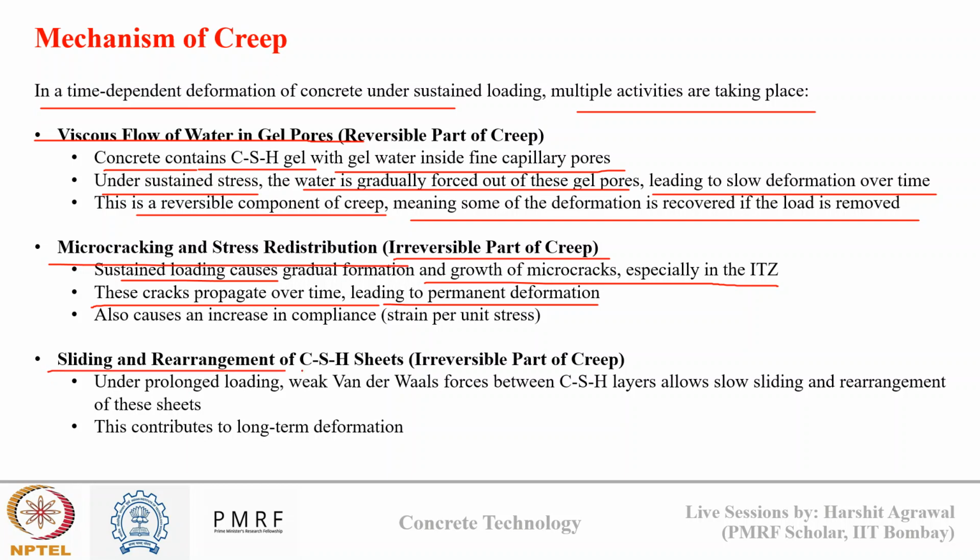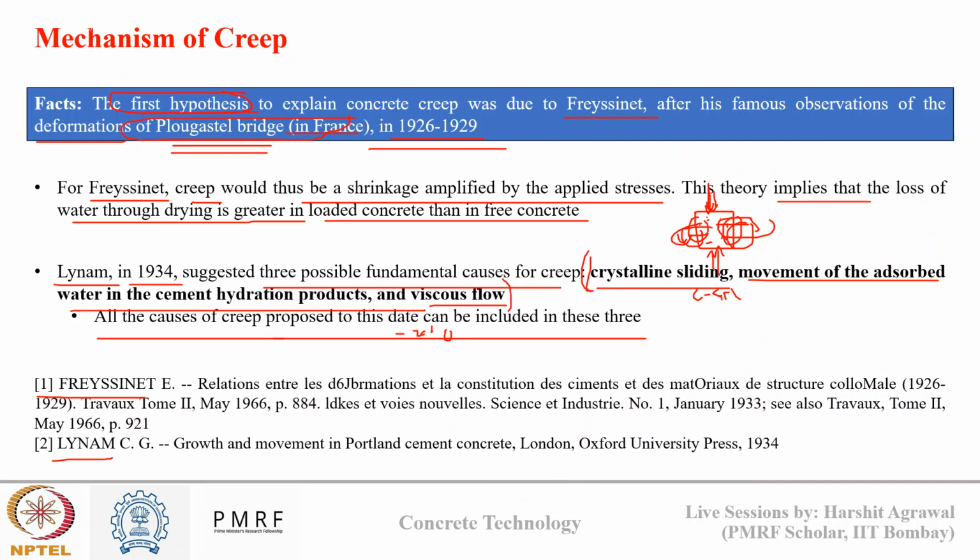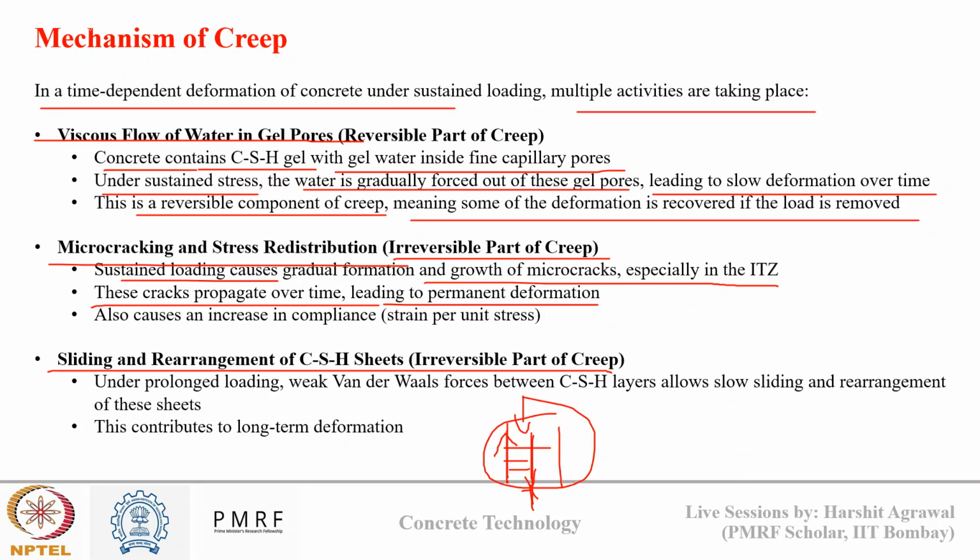And third is the sliding and rearrangement of CSH sheets. So we have CSH layers, and we have read that CSH sheets are held by weak van der Waals forces. So when we apply stress on concrete, these weak van der Waals forces allow sliding of CSH sheets across each other. Due to this sliding, there is deformation in concrete, which results in creep in concrete. And this again is irreversible in nature. Okay, so these are the three things that Lyman said can be a possible cause of creep in concrete.